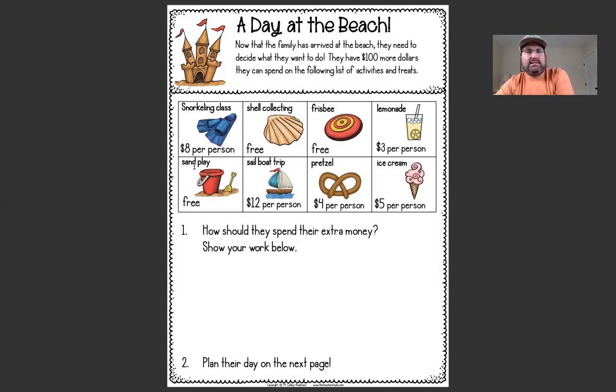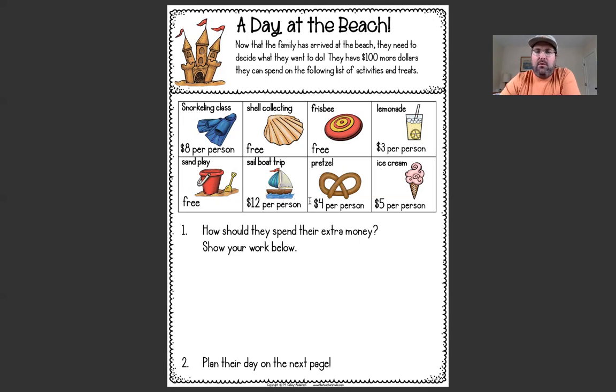Sand play, making sand castles and things like that. Well, that's free. You don't have to pay to do that. If you bring the supplies to do that, you don't need to pay for it. How about a sailboat trip? That is $12 per person. That would be fun. Remember, it's $12 per person. So if 4 people want to do that, how much will it cost for 4 people to take a sailboat trip? Okay. Pretzels, yummy. Get hungry playing at the beach, so you might want a pretzel.